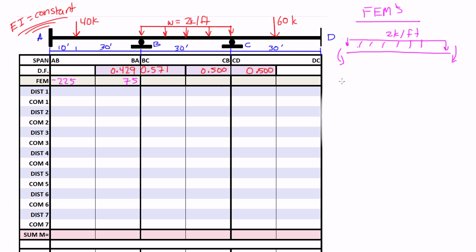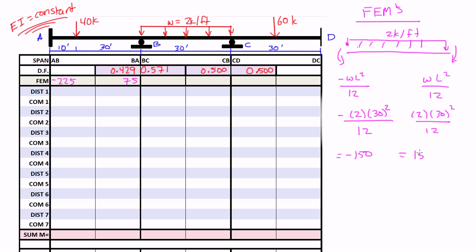And remember, for the negative side, or the left side, it's negative W L squared over 12. And the positive, it's just W L squared over 12. W is 2. Length is 30 squared over 12. And on the right side, you have 2 times L, which is, again, 30 squared over 12. And if you solve for both of these, on the left side you should get negative 150, and on the right side you should get positive 150. So I'm going to take these two values and I'm going to put them here. Negative 150 and positive 150.